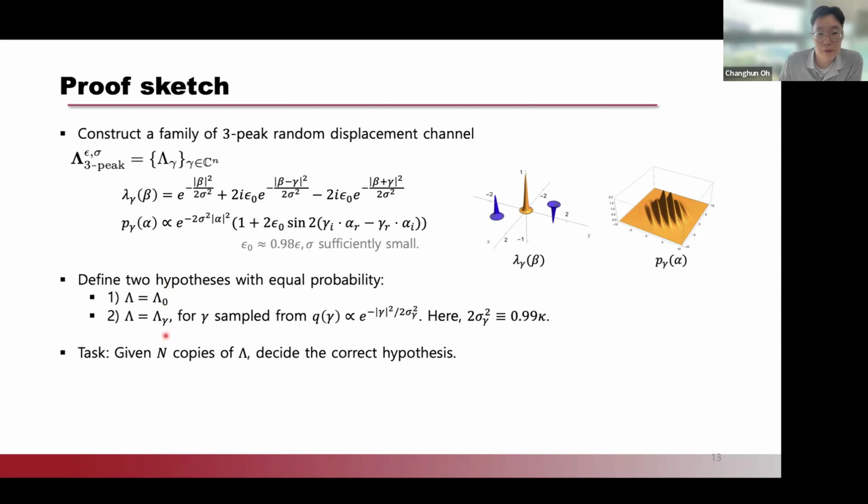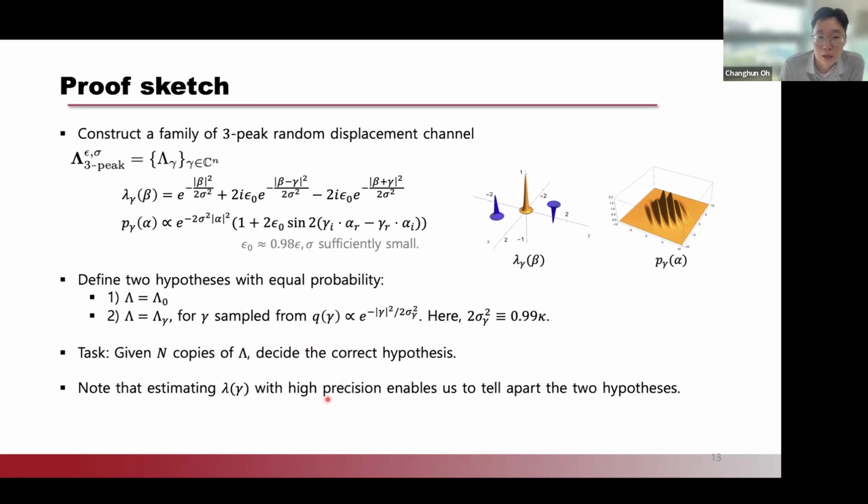For a given n copies of the channel, Bob is going to use his learning scheme, like the entanglement-free scheme, to learn this channel. And then Bob wants to tell apart these two hypotheses. Note that because these two channels have a very clear difference at gamma in the characteristic function space, if Bob can learn the function value at gamma, then Bob can easily distinguish these two hypotheses very well. That means that the statistical distance between these two hypotheses has to be really large.